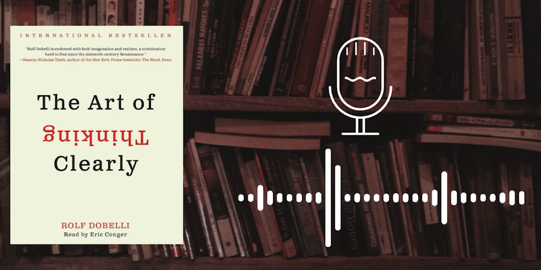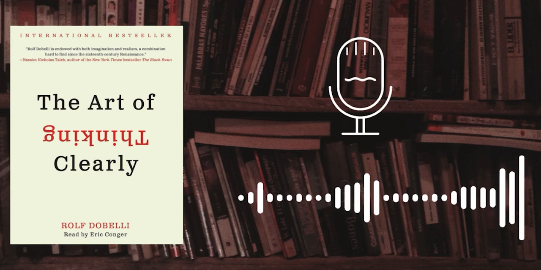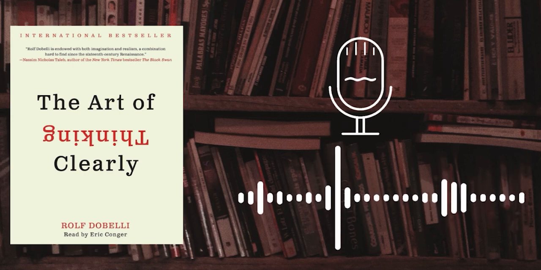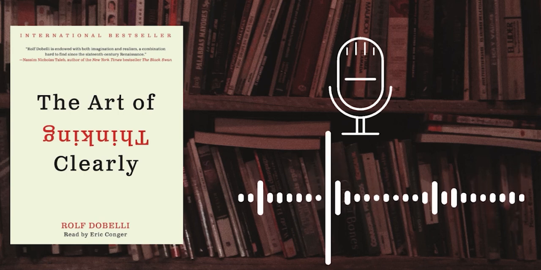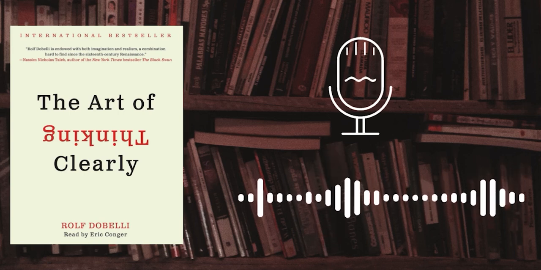Information bias. Information bias is the tendency to seek more information even when it does not affect action. This can lead to analysis paralysis. Understanding information bias helps us focus on relevant information and make timely decisions.